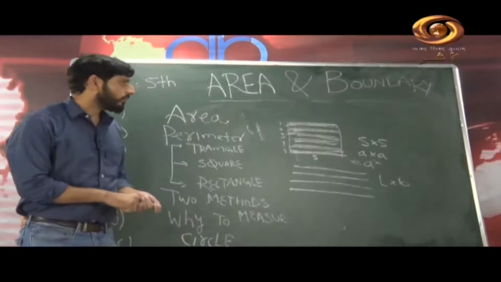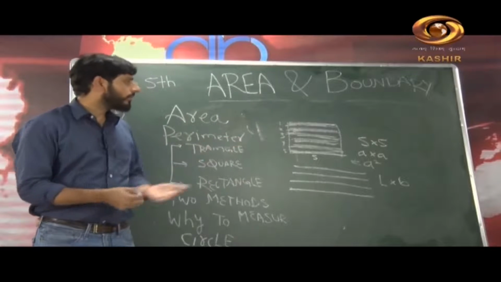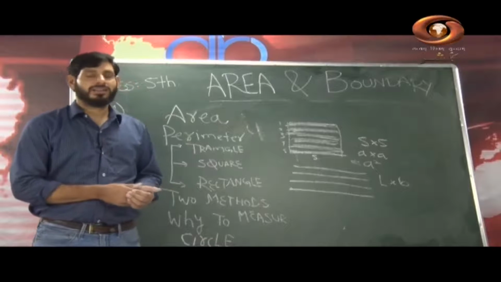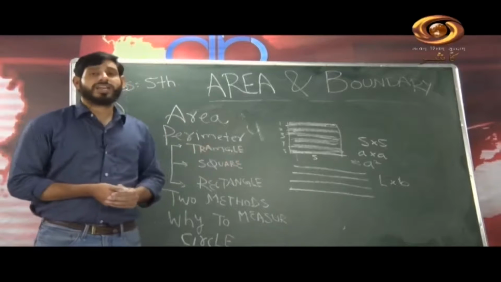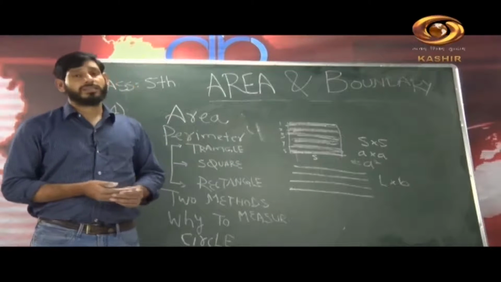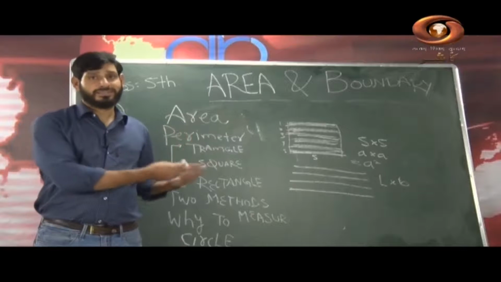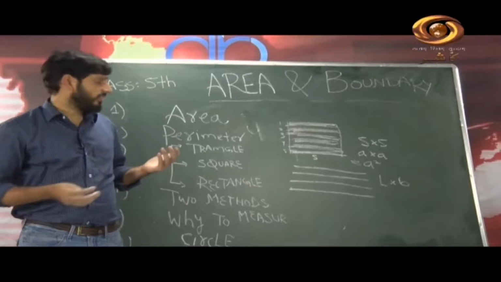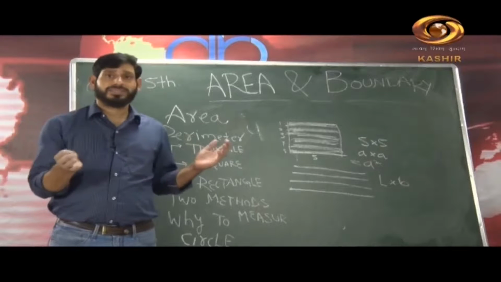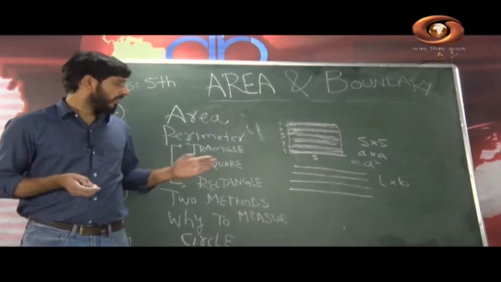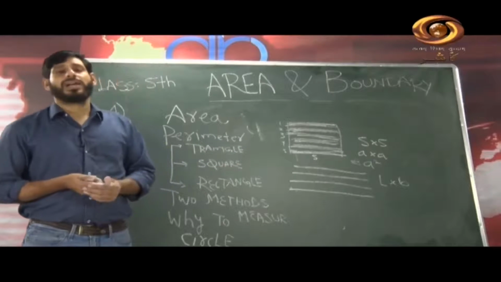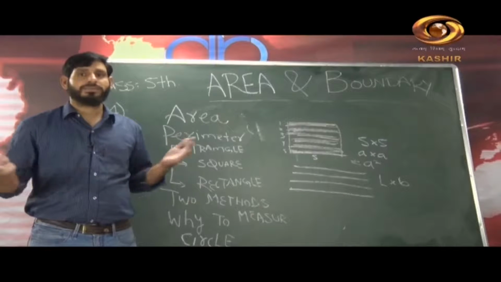Okay. So we have concluded square and rectangle. The formula for square is a into a, that is a square, if the side is a. Otherwise, if the side is s, then s square. And for rectangle, we have L into B, where L is the length and B is the breadth.